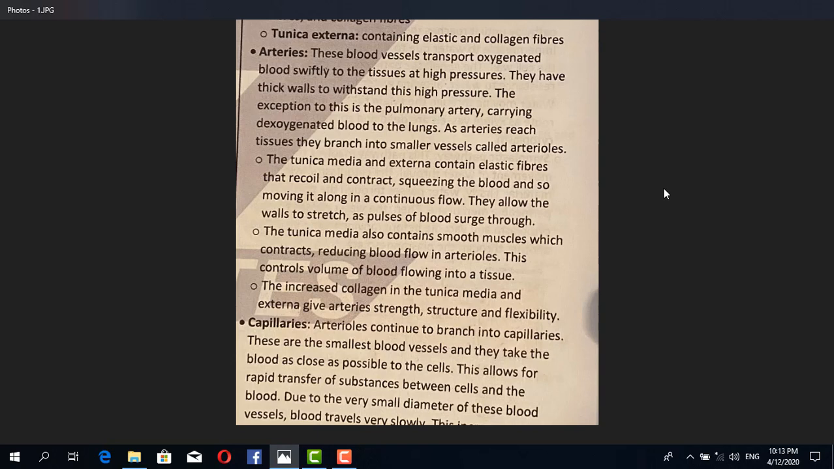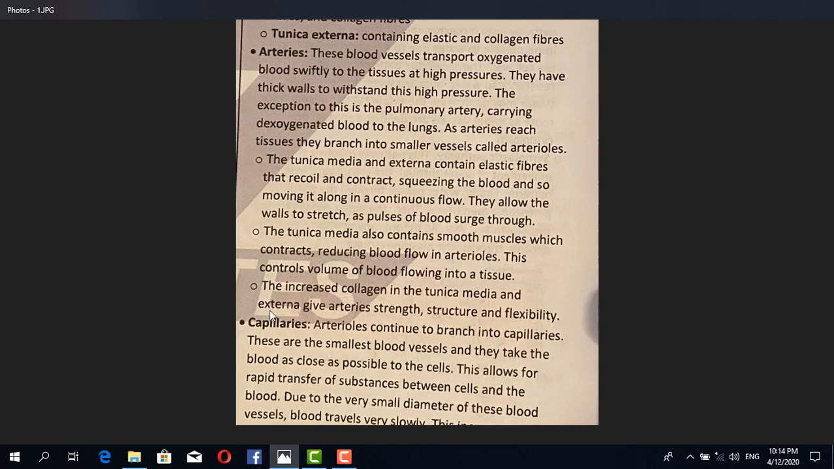One of the properties that the elastic fibers give this artery or arteriole is the ability to stretch as the pulses of blood surge through. The tunica media also contains smooth muscle which contracts, reducing the blood flow in the arterioles. This controls the volume of blood flowing into a tissue. And the collagen in the tunica media and externa gives the artery strength, structure, and flexibility.